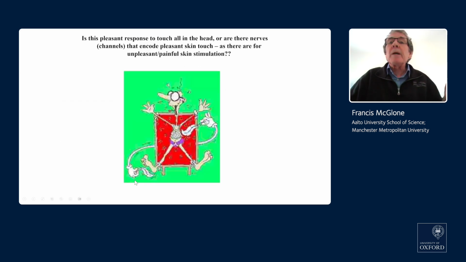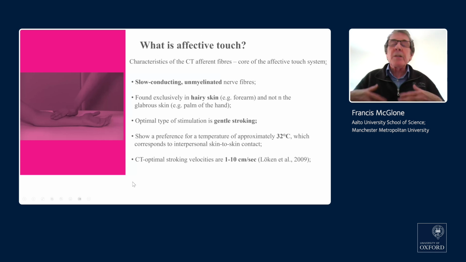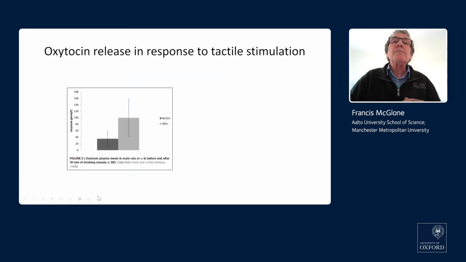So what is it about this pleasant touch system? This is affective touch, slow conducting unmyelinated nerve fibers found exclusively in the hairy skin. The optimal stimulus is gentle stroking. They're also beautifully temperature coded as well. So they will respond more to a skin temperature touch than a warmer or a cooler stimulus.